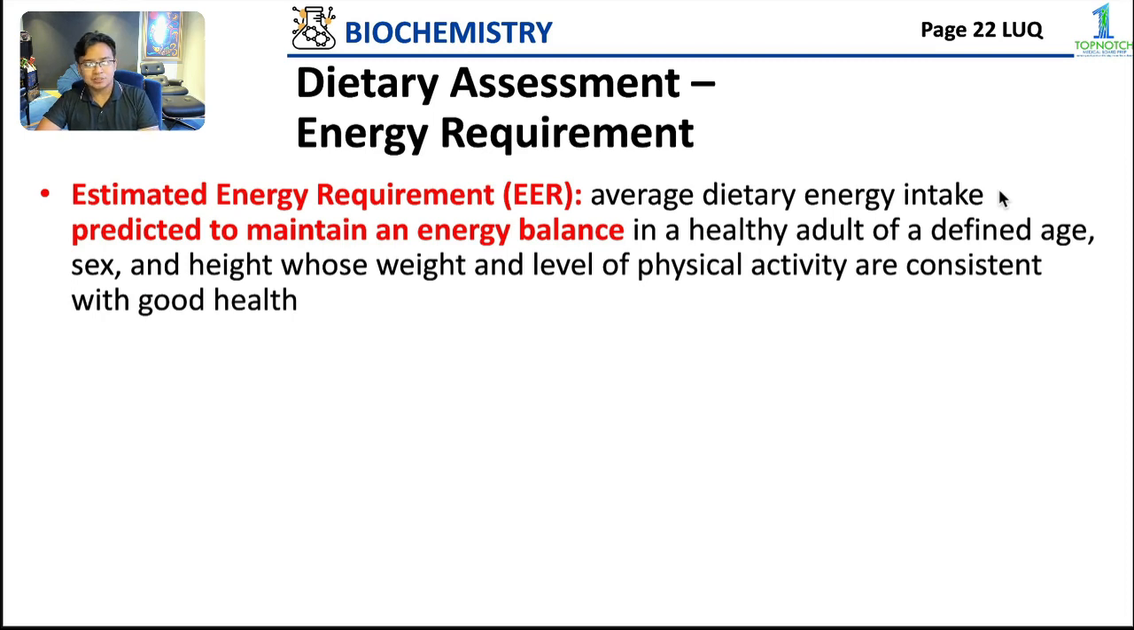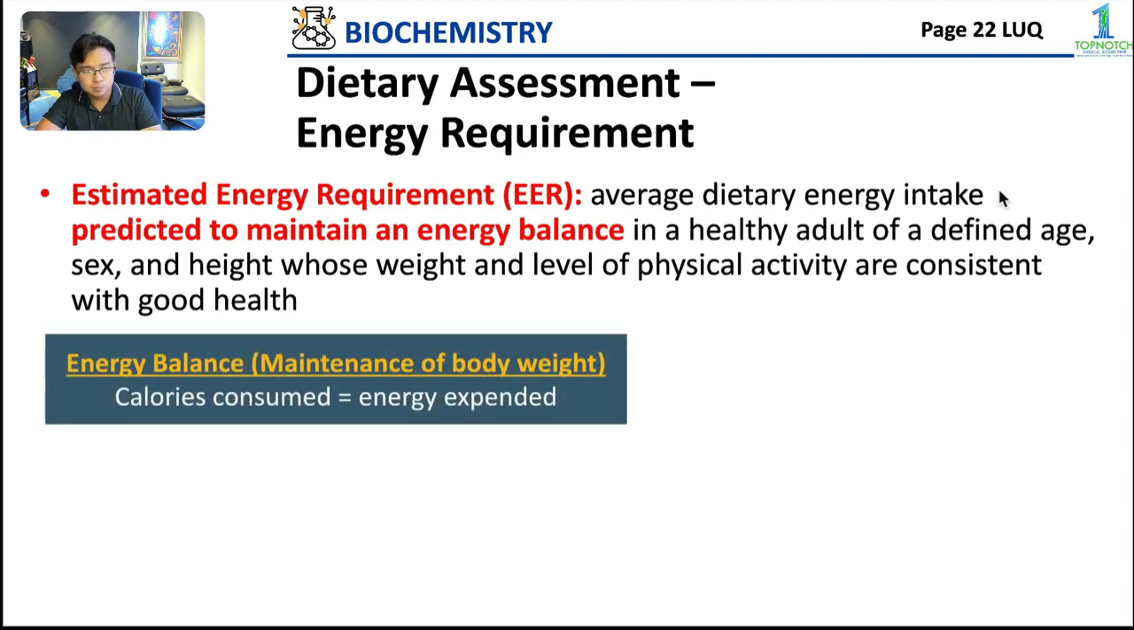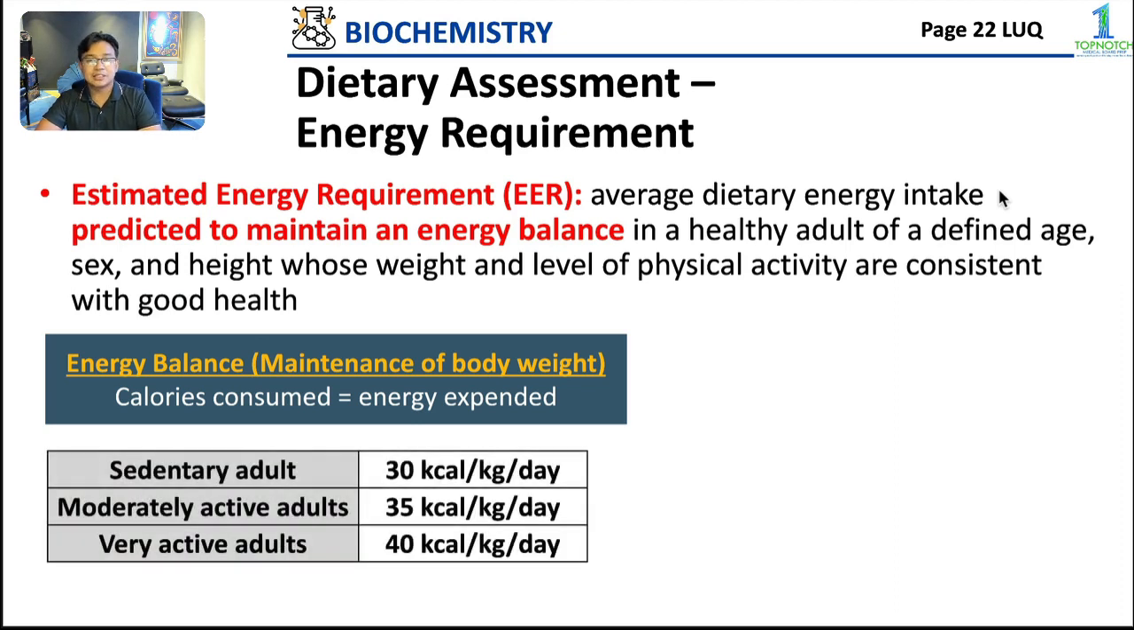Now, energy requirement varies from person to person. Various formulas can be used to predict the estimated energy requirement, or EER, needed to maintain an energy balance. Okay? An energy balance is achieved if the calories consumed is equal to the energy expended. Basically, energy balance yung pinagandang term lang for maintenance of body weight. Now, for simple approximations, the level of activity allows us to approximate the energy requirement to maintain body weight or energy balance, as you can see in the table.